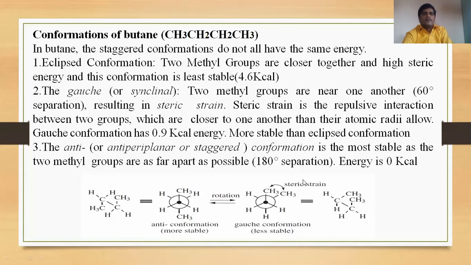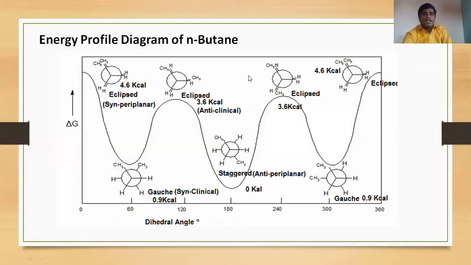Then we will discuss the energy profile diagram for butane. Initially the eclipsed, meaning methyl groups are closer together, is called the eclipsed conformation. When this methyl group comes to the 60 degree angle, that is called the Gauche conformation, and the energy is 0.9, and it is called synclinal. Then again, if the methyl group comes to this location, it becomes an eclipsed conformation, or we can call it anticlinal, and the energy is 3.6.